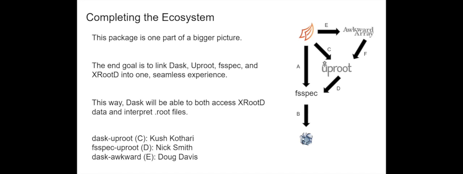When all the connections are finished, Dask users will be able to use xrootd servers. They'll also be able to interpret .root files, which is what Uproot does, and organize data using awkward array, which is what awkward array does. All these features will be built into Dask to make the user experience more seamless. And the end result will be that Dask users can spend less time programming and more time doing physics or whatever you're using Dask for.